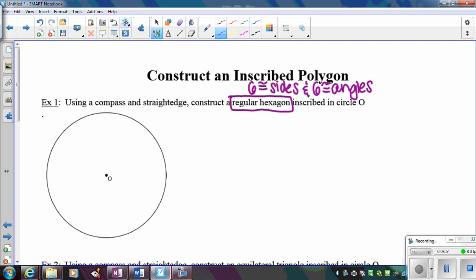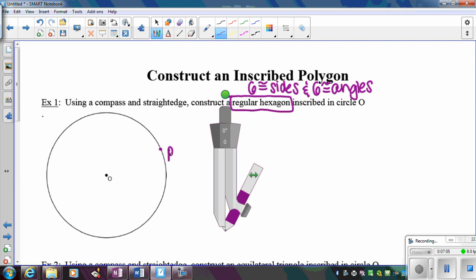So what we're going to do, so grab your compass and your straight edge. And the very first step is you're going to place a point somewhere on this circle. The center of the circle is O. So I'm going to place a point, let's just say right there. I'm going to call it point P. So I place a point anywhere on the circle.